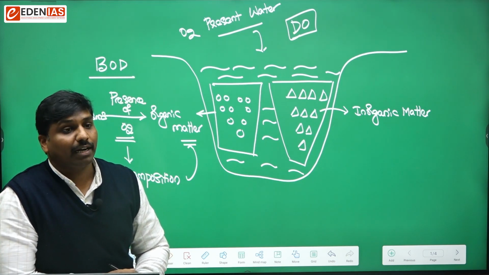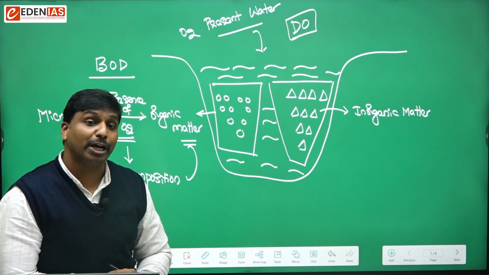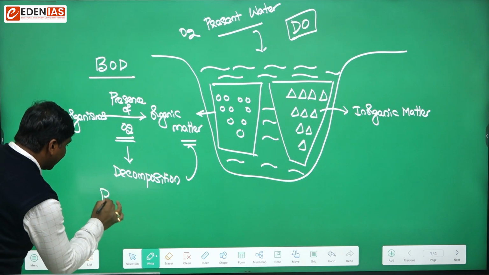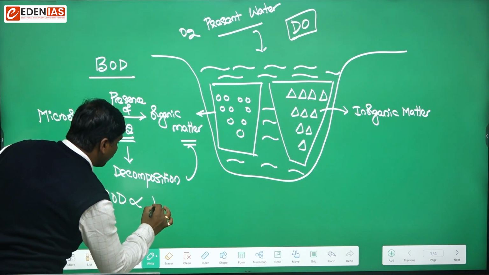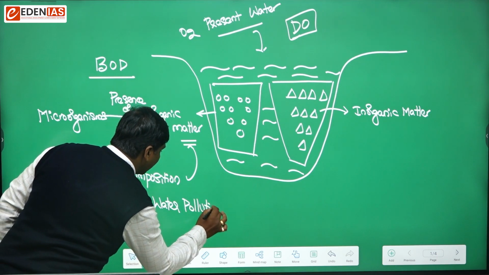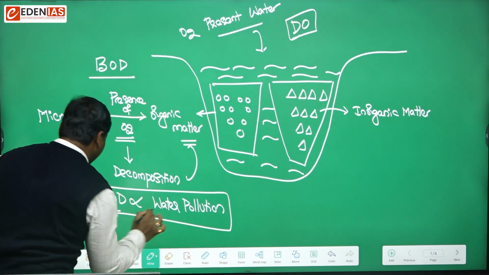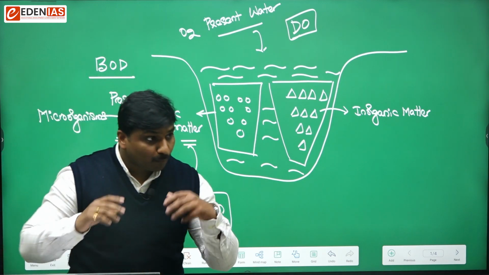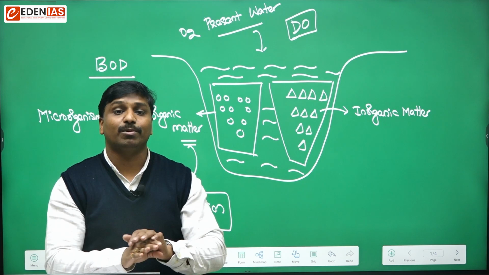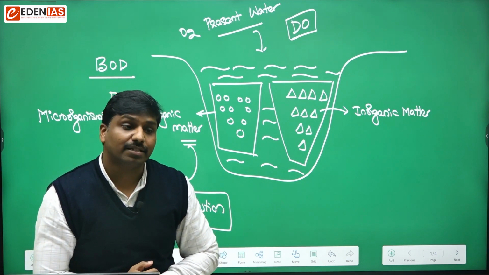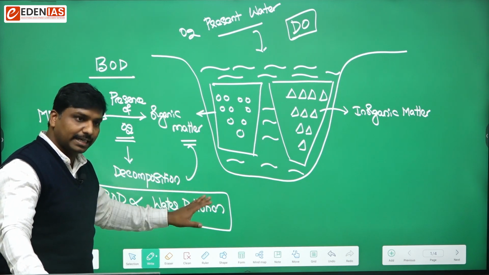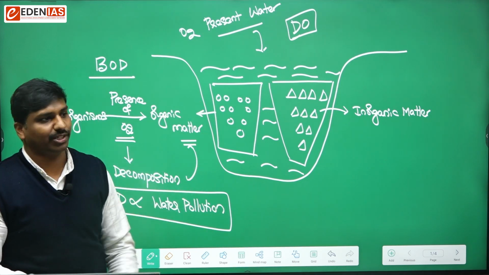Biological oxygen demand is one of the important measures of water pollution. More BOD is directly proportional to water pollution. If the BOD is more, that means more pollutants are present in the water, and more oxygen is required for the decomposers to decompose them. So more BOD indicates more pollution, and less BOD means less water pollution. So that is one thing.